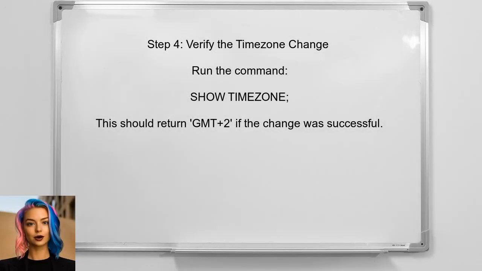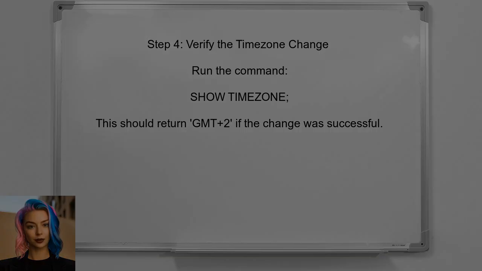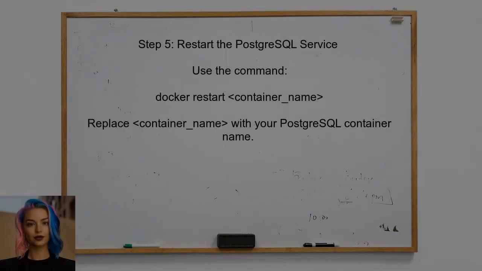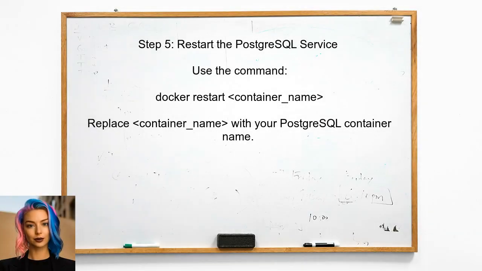After making these changes, the user should verify that the time zone has been updated correctly. This can be done by checking the current time zone setting. Finally, the user should restart the PostgreSQL service to ensure all changes take effect. This can be done from the Docker command line.